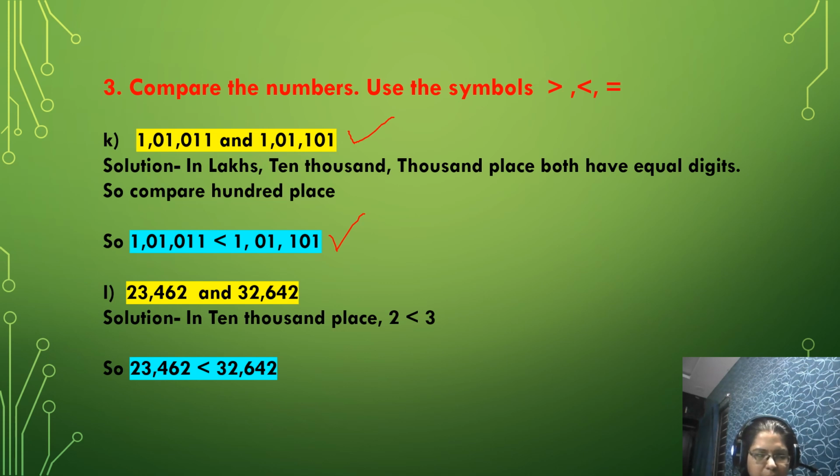Next we solve these numbers, 23,462 and 32,642. We read these numbers as 23,462 and 32,642. In the 10,000s place, in the first number, digit 2 is there. In the second number, in the 10,000s place, the digit is 3. We know 2 is less than 3. So we get 23,462 is less than 32,642.